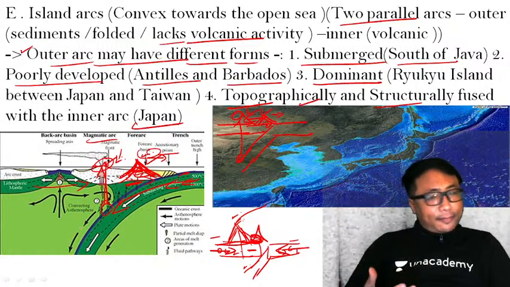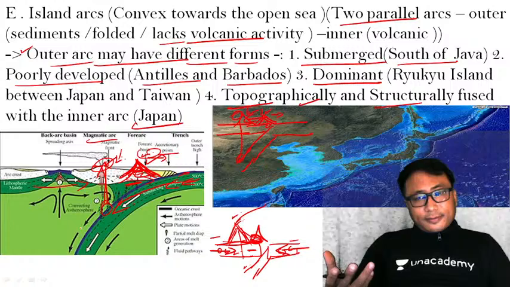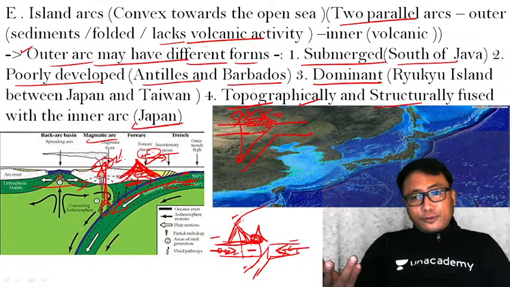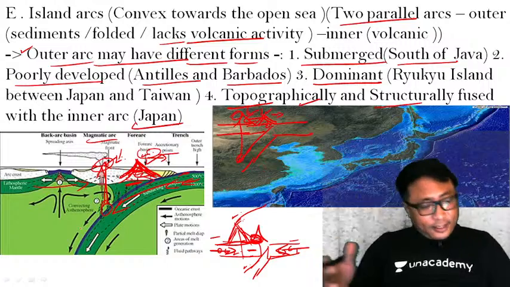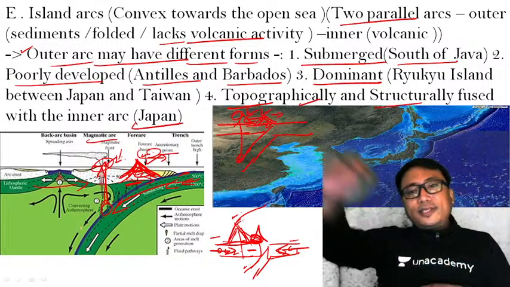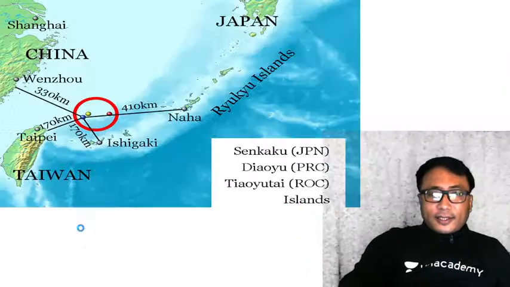Second, poorly developed. Example, Antilles, Barbados. Third, dominant, Ryukyu Island between Japan and Taiwan. Fourth type, topographically, they may be fused together and forming one single arc. But if you go and see structurally, they are actually fused. Let us go and see one by one.